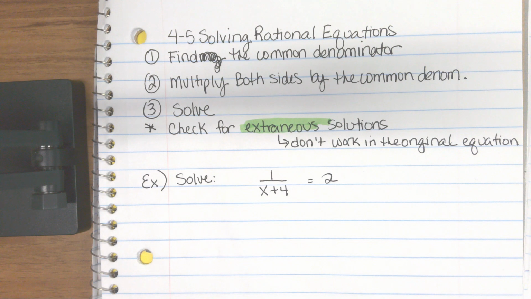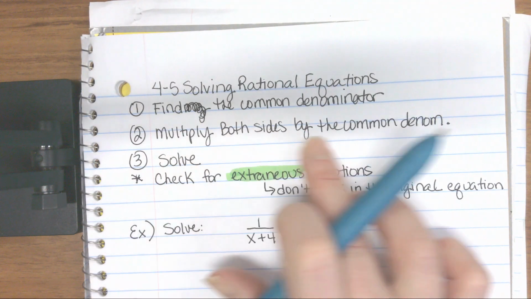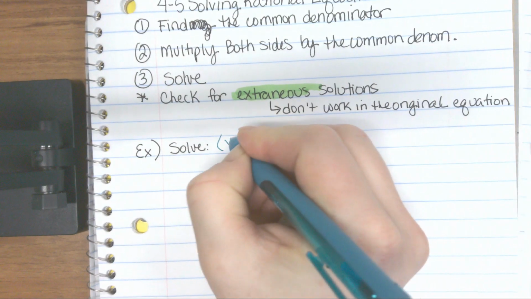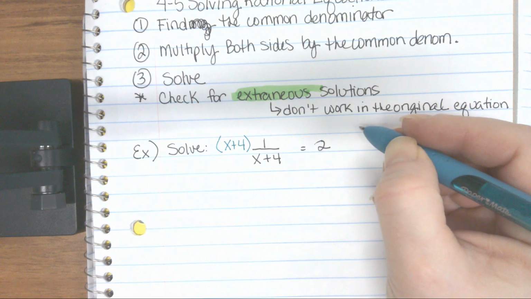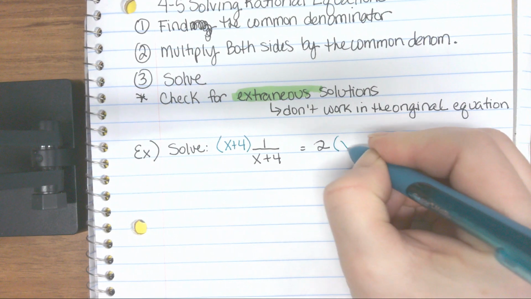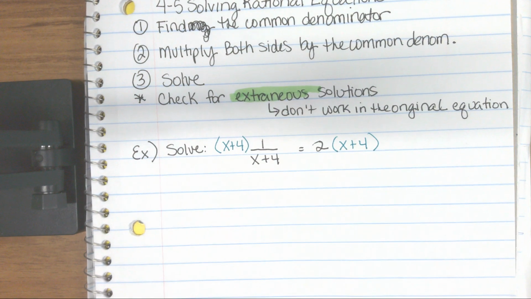Okay, so as I mentioned before, there's only one denominator. If there's only one denominator, that is the common denominator. What is it? X plus 4. So we're going to go ahead and multiply both sides of the equation by the common denominator. So I'm going to multiply this side by x plus 4. In equation solving, if I do it to one side, I also have to multiply the other side by x plus 4. Notice I'm putting it in parentheses there.